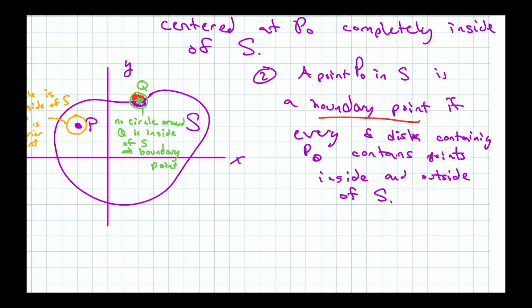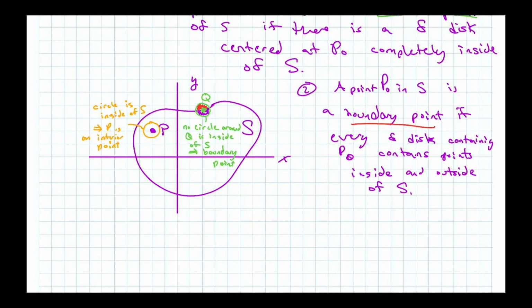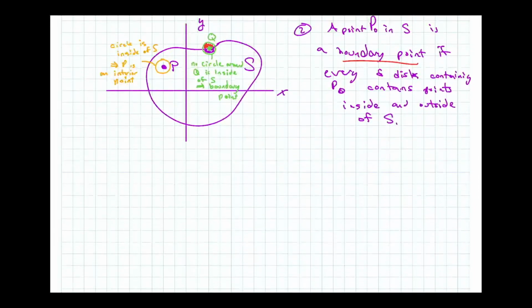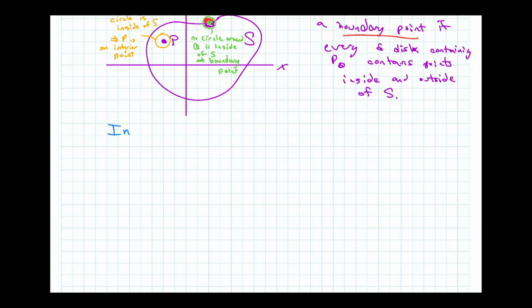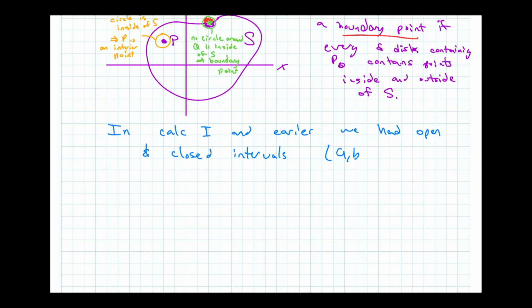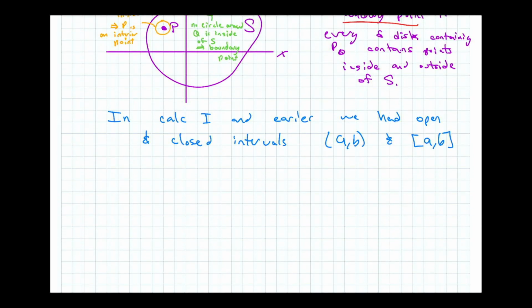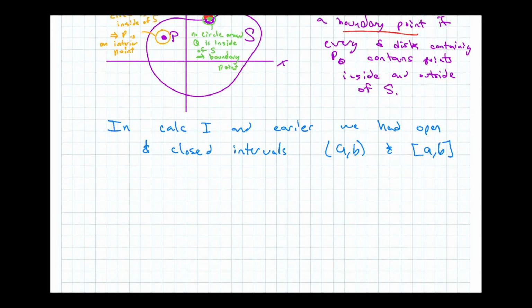Okay. So those are definitions for interior points and boundary points. And the reason you want them is because we have definitions of open and closed here. So you know in Calc 1 and before, actually Calc 2 and before, we had open intervals and closed intervals, like (a, b) was open and [a, b] like that was closed. So we want the same thing for calculus three. So here's our definition.